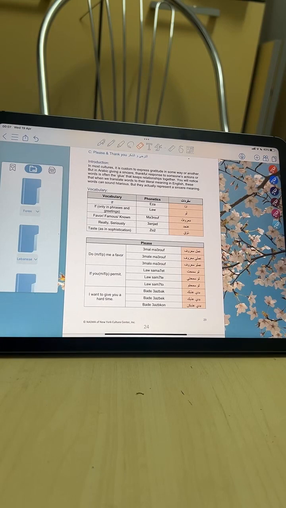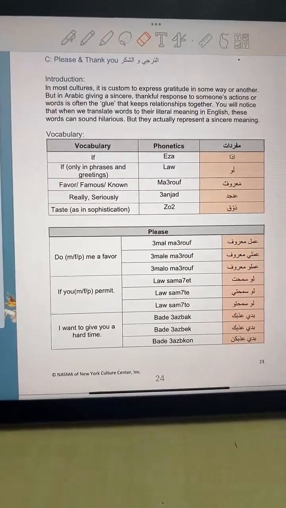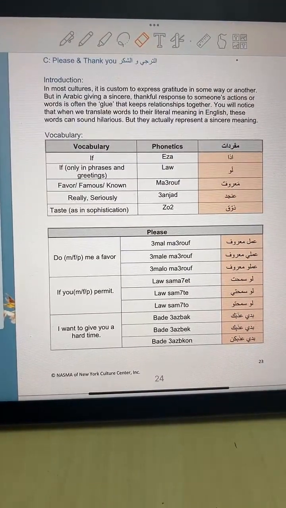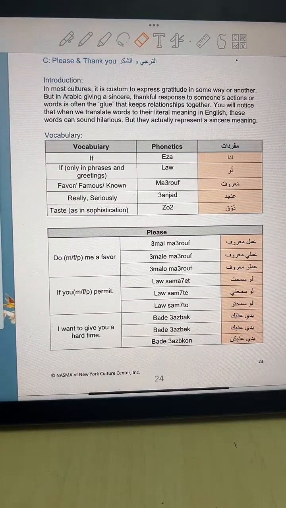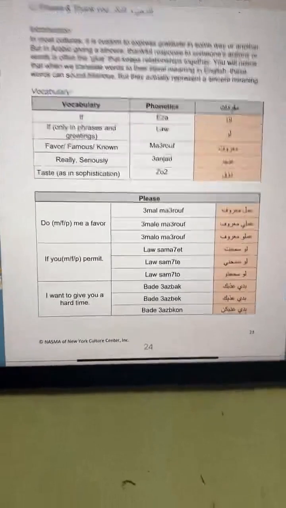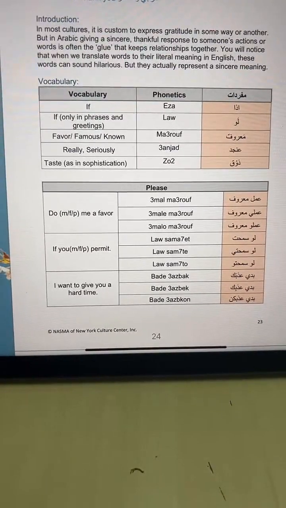So we have, I want to give you a hard time. Two. I want to give you a hard time. But the azbak, I will explain everything, so don't worry. So Iza, the literal meaning is bad. Yeah, I know. But wait, let us take them one by one. So Iza means if.